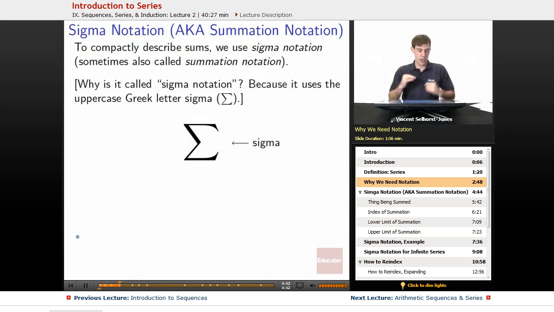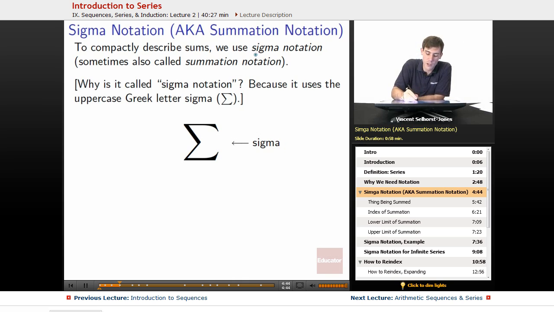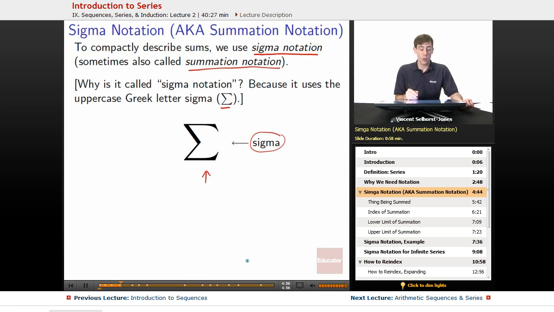Enter sigma notation. To compactly describe sums, we use something called sigma notation, also sometimes called summation notation. Why is it called sigma notation? Because it uses the uppercase Greek letter sigma. So sigma is this guy right here.